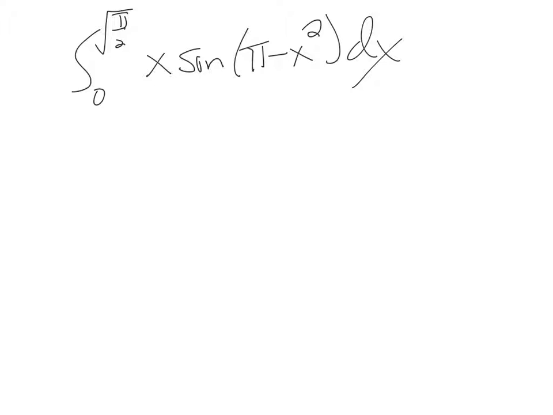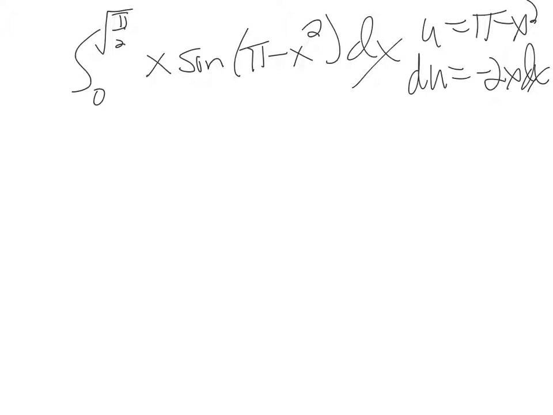Here we go, another one. I'm hoping you'll take a look at it. Stop the video, see if you can decide what you want to pick for u, and then come on back and watch what I'm doing. Okay, so I hope you said that u equals pi minus x squared. Du equals negative 2x dx, because pi is a constant. And I'm not seeing a negative 2 in here, so I'm going to divide du by negative 2.